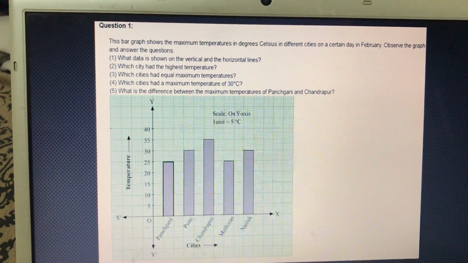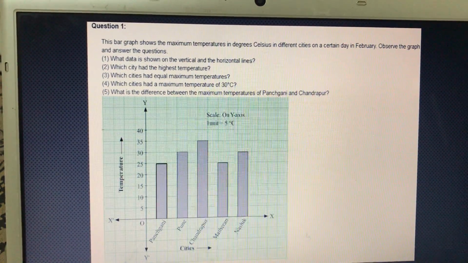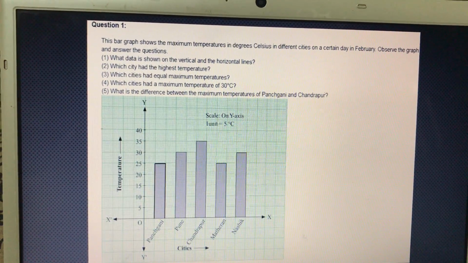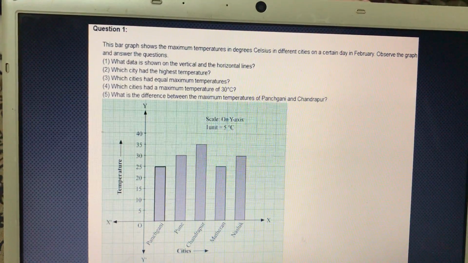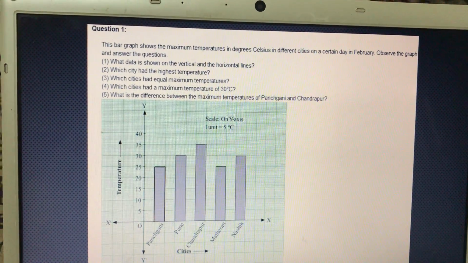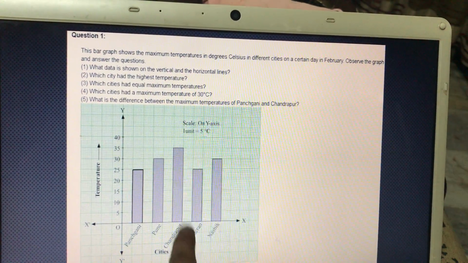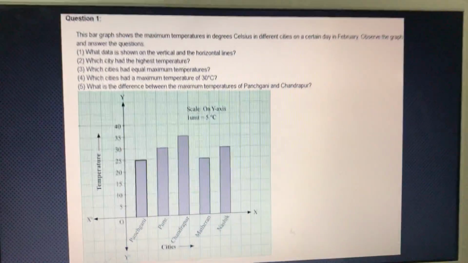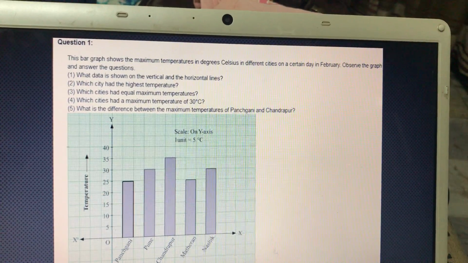Next I have the question. This bar graph shows the maximum temperature in degrees Celsius in different cities on a certain day in February. Answer the following questions. What data is shown on the vertical and horizontal axis? On the horizontal axis these are the cities, and on the vertical we have temperature. Which city has the highest temperature? Now the highest temperature is here, which is for the city Chandrapur.